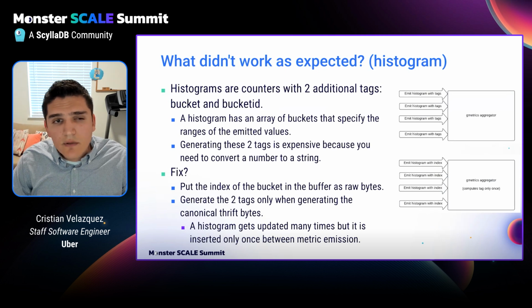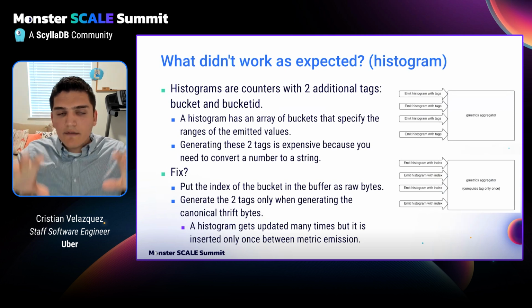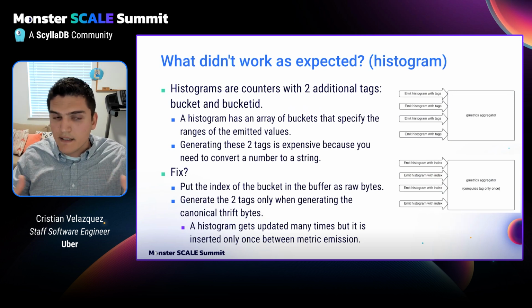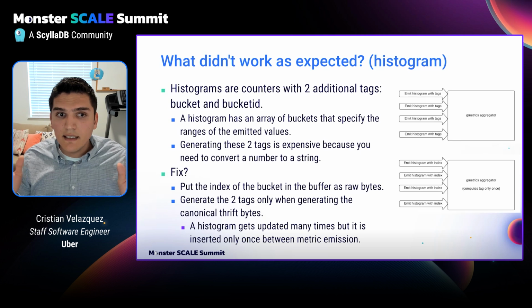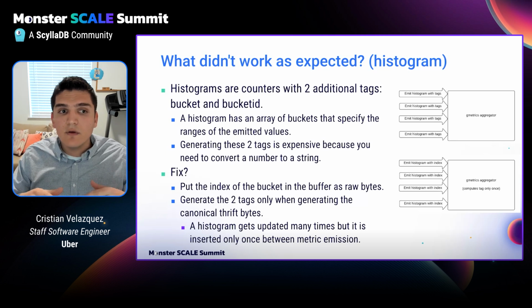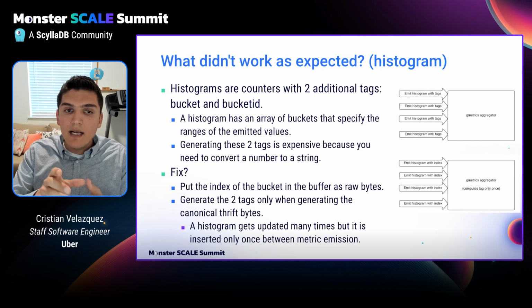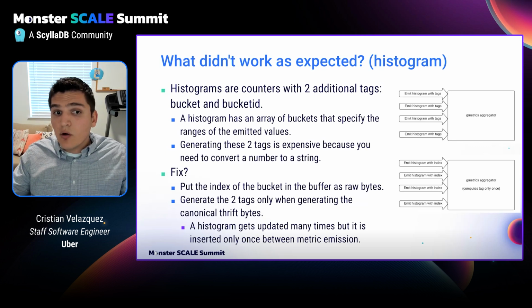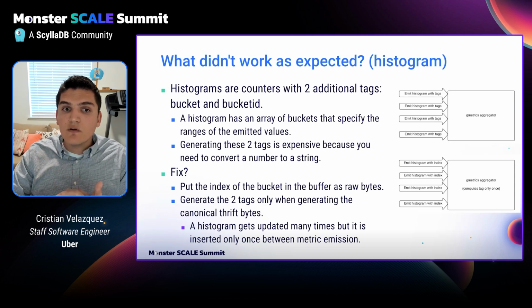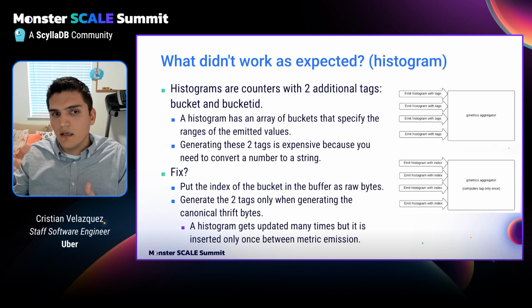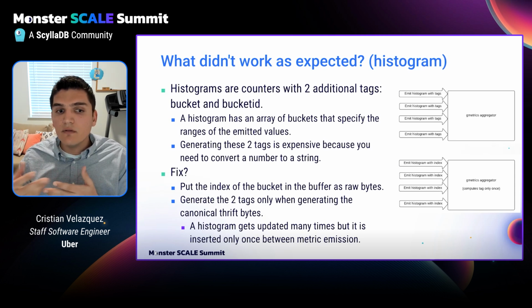Then the second thing that didn't work as expected is, remember that we have this graph structure, so each node is going to have some information. That information, we basically store as bytes. So histograms, as I was telling, are a counter with 2 additional tags. One is the bucket and the bucket ID. So what we were doing originally was, okay, whenever we want to record a value for the histogram, you get the value, then you need to find in the array of buckets where that value belongs. And then when you have that, you get an index, and then you convert that index to the string representation of that bucket. And obviously, converting to a string is very expensive.